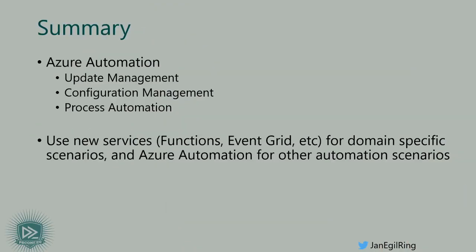So in this session we had a look at the automation capabilities in Azure Automation. We had a quick look at Update Management for patching Linux and Windows, and configuration management, which is basically the PowerShell DSC pull server. We also had a brief look at the possibilities we have in process automation. Specifically, we looked at the PowerShell runbooks, which could be triggered by schedules. We could trigger them via webhooks from Microsoft Teams or Slack.